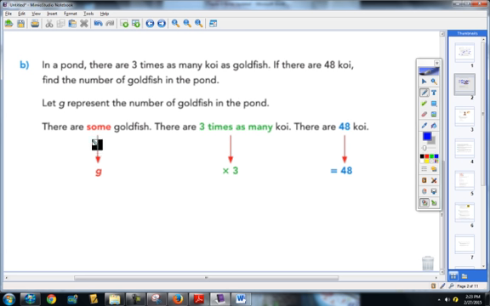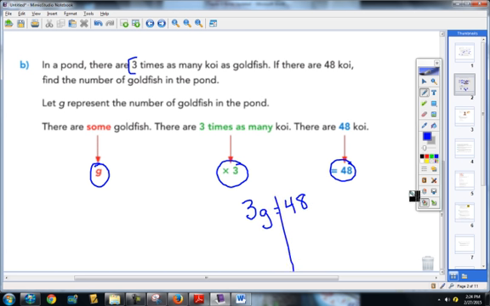So in this case, our goldfish is going to be the variable. Since there are 3 times as many koi, that's going to be times 3, and then we know that there are 48 koi. So that's where that comes from. It makes perfect sense. Now we wouldn't write it like this. We all know that we would write it as 3g equals 48.